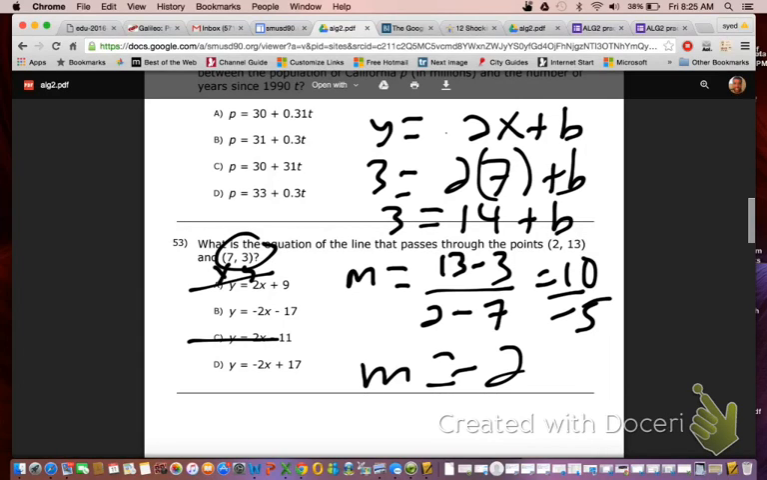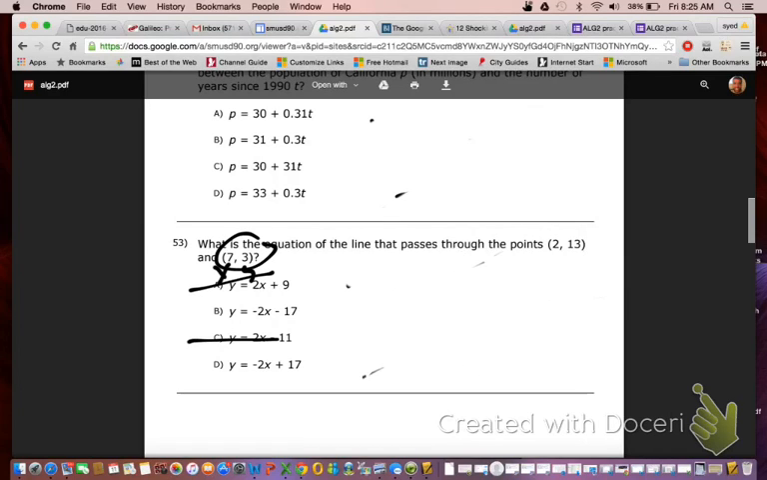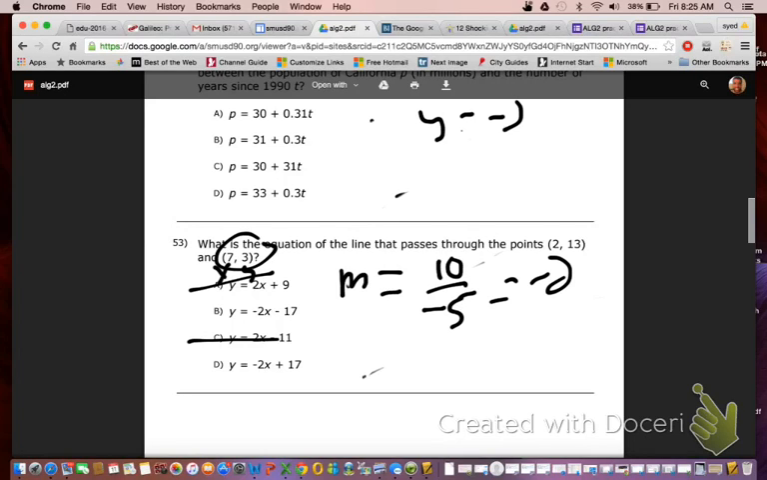So what the heck happened here? Guys, I think I made a mistake. Let me just go backwards. Or maybe the answer choice is wrong, but your slope is definitely 13 minus 3 is 10. 2 minus 7 is -2. Okay, so that's right. Now y equals... I didn't put the negative, so let's plug in this.